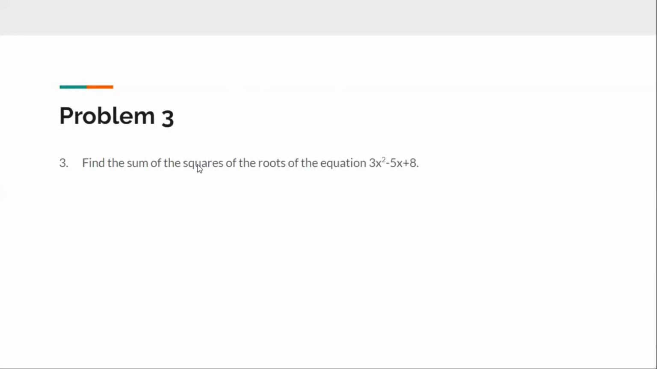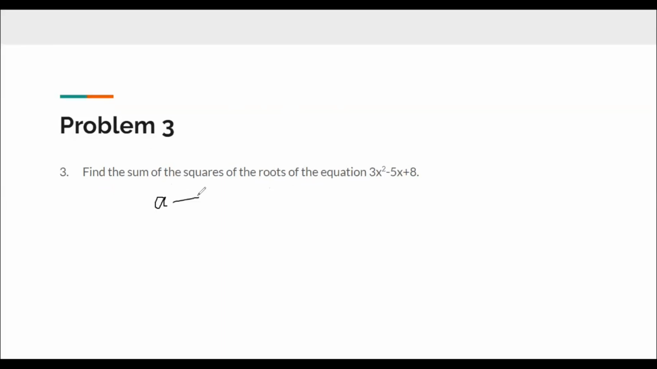Find the sum of the squares of the roots of the equation 3x squared minus 5x plus 8. Okay, so we can use Vieta's formulas here. The sum of the roots is minus b over a, which is just going to be 5 over 3. So we know a plus b is equal to 5 over 3. And the sum of the squares of the roots will be (a plus b) squared minus 2ab.